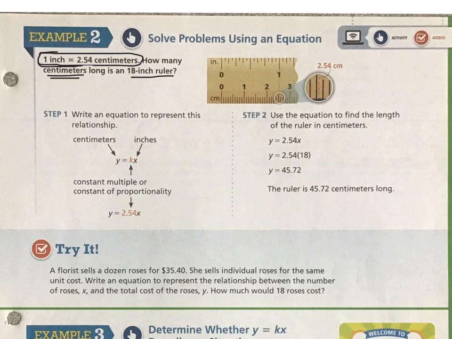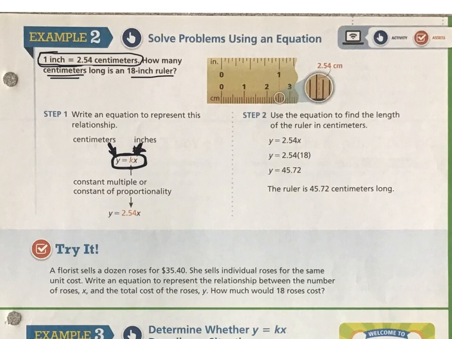So the first thing that we do is we look for an equation that represents the relationship between centimeters and inches. We're going to use the equation y equals kx, because for every inch, we have 2.54 centimeters. That means our centimeters are the y number. So you can see here that they've got the arrow. Centimeters is going to be our y number, and the inches are going to be the x number.